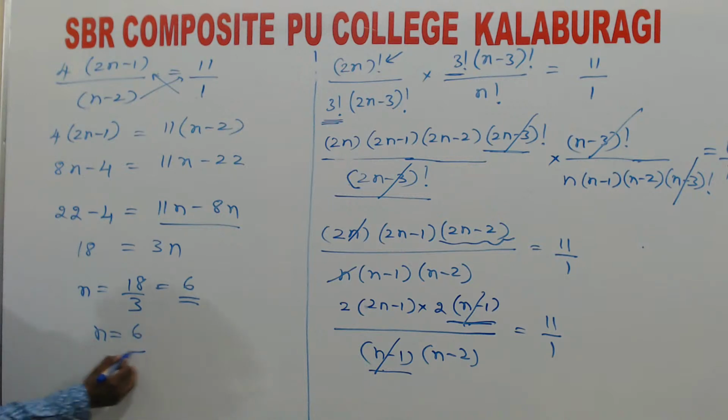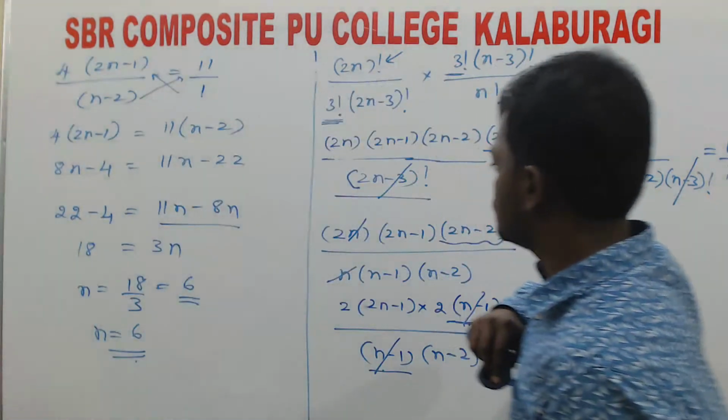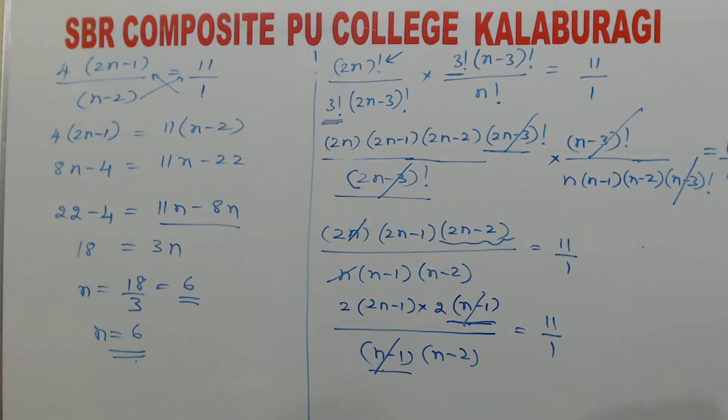So what is our n in the second case? n is equal to 6. Okay, so the other students, just take this down.